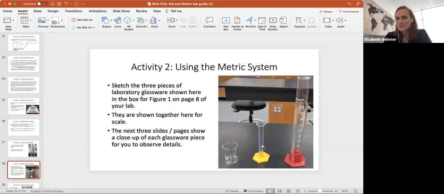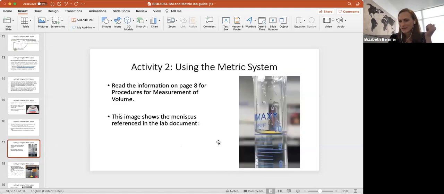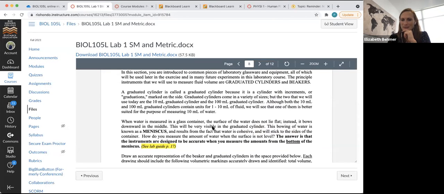Here are differences between beakers and graduated cylinders. Here's a 100 milliliter graduated cylinder. That's a 10 milliliter graduated cylinder. And here's a beaker. I think it's a 40 milliliter beaker. And you always measure the level of water based on where the meniscus level is. The meniscus is the curved part, but it'll be the bottom of the curve where you want to measure that line. So let's go back here.